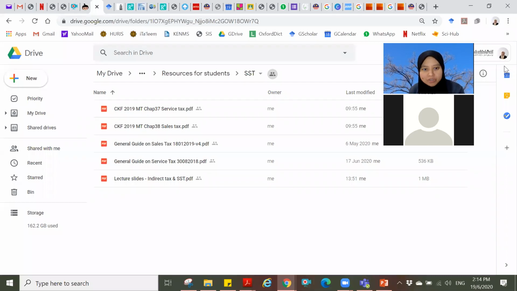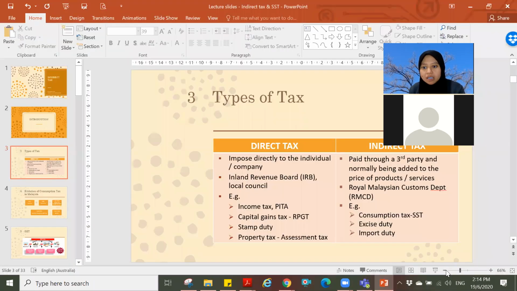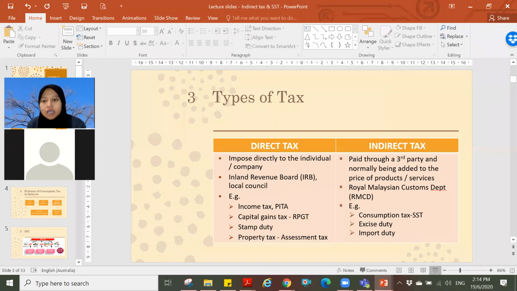Okay, so you can refer to this as well as to the slides that I'm going to put, and also I will show you the my SST portal. So they put all the updates in there. Okay, there are so many updates. But the important ones will be incorporated in the slides already. Okay, come back to the slides. Okay, where were we? All right.